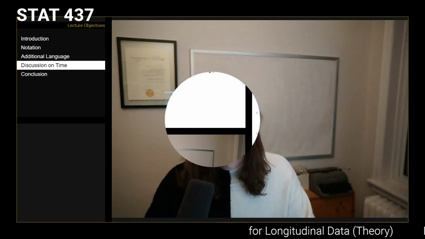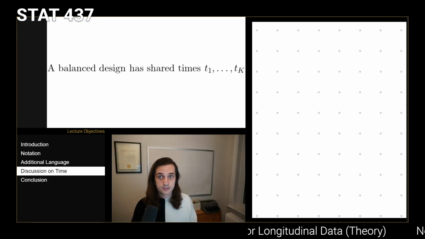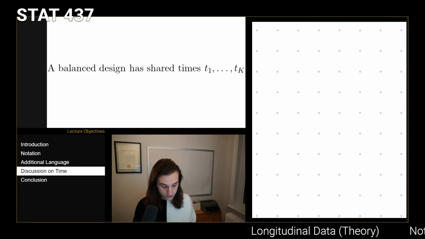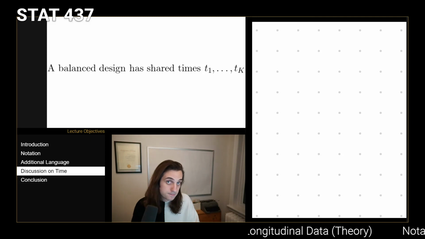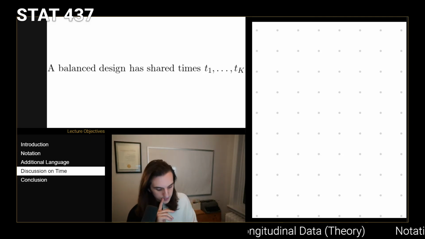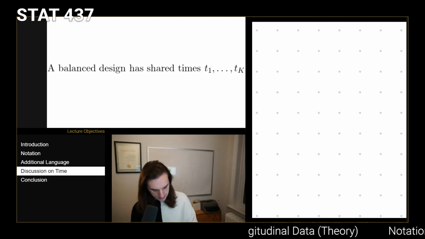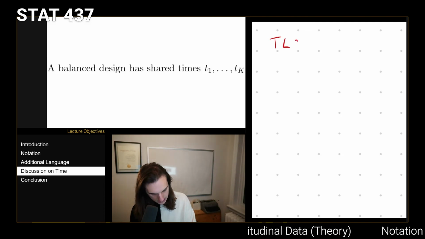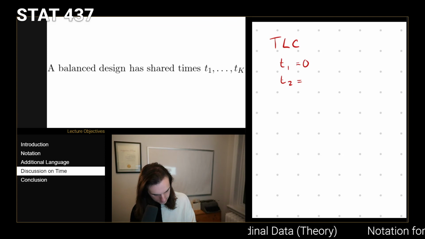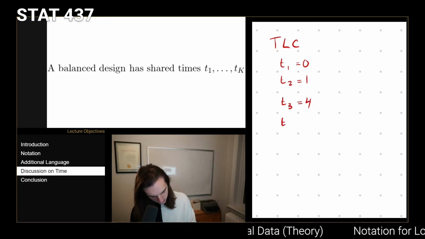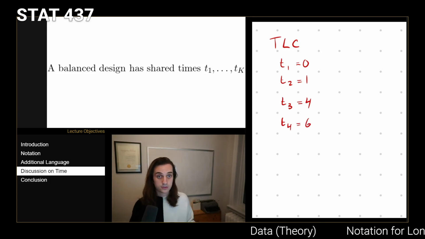Now, the last point that I want to make today is just on this idea of time and how we're going to refer to time more broadly, right? So in the TLC study, we had time 1 equals 0, time 2 equals 1, time 3 equals 4, and time 4 equals 6. And this was true for all individuals.